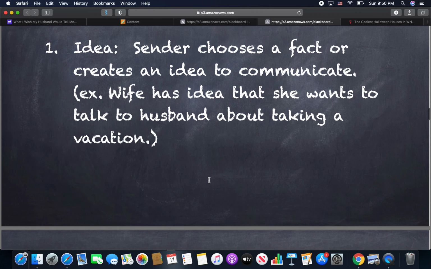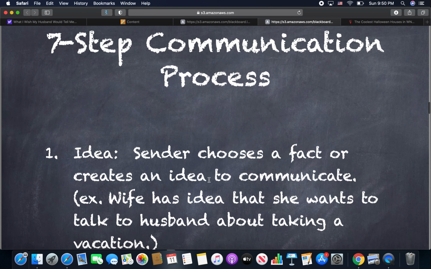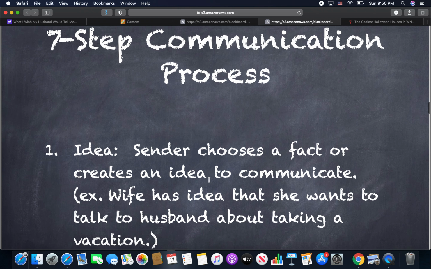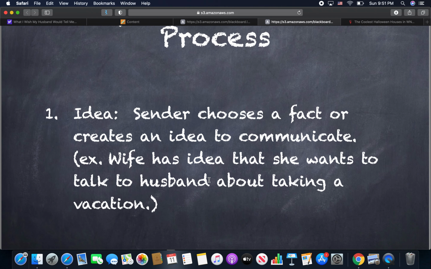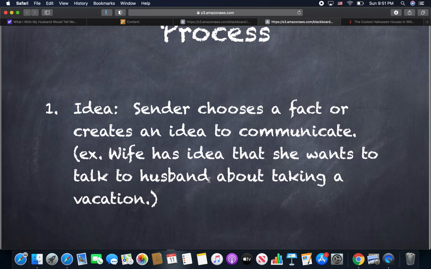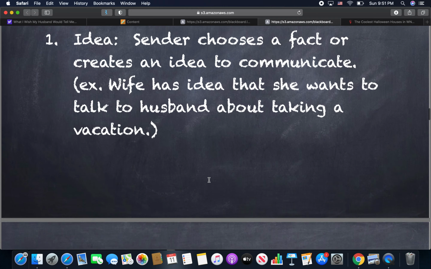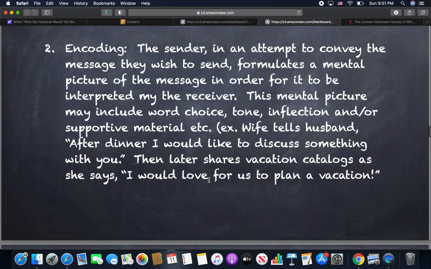And then all communication goes through this 7-step process. You've got the idea, what it is you want to convey to the person. I have a more detailed example here that you can read through, but I'm going to give a simple one since I'm not there to answer questions as I go through it. So maybe you have the idea that you would like to go to lunch with your best friend. So that's your idea. Then you need to encode the message.